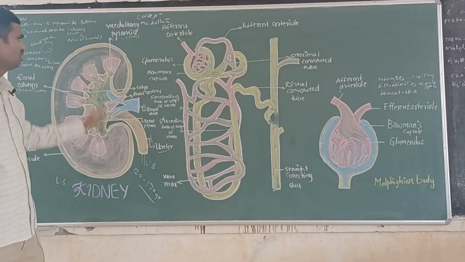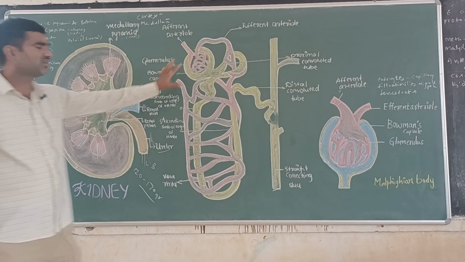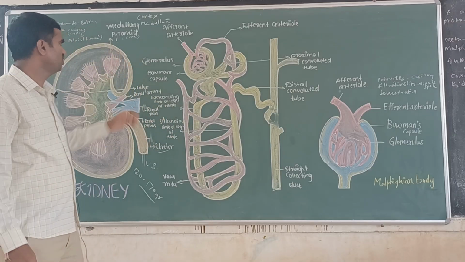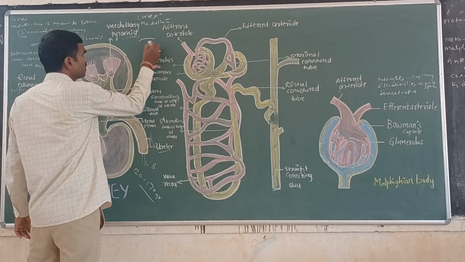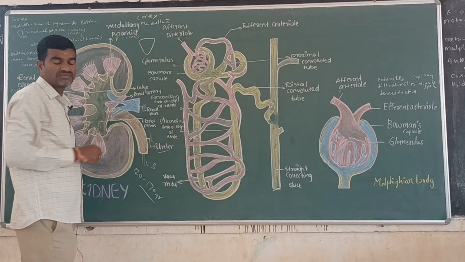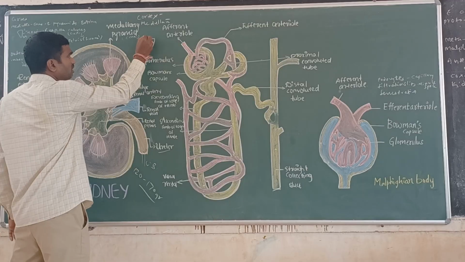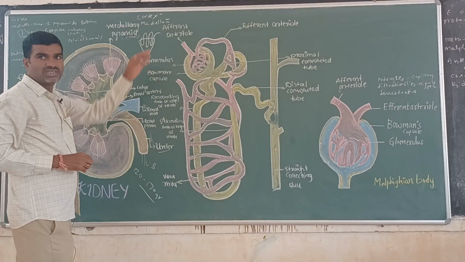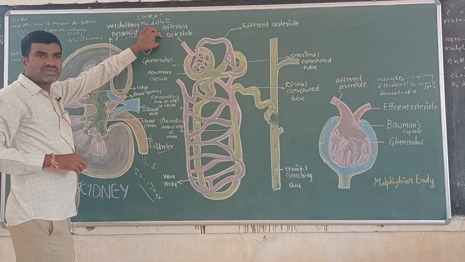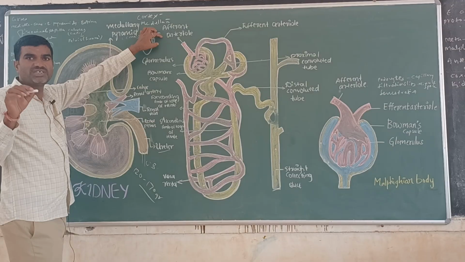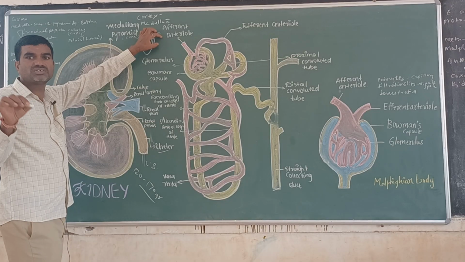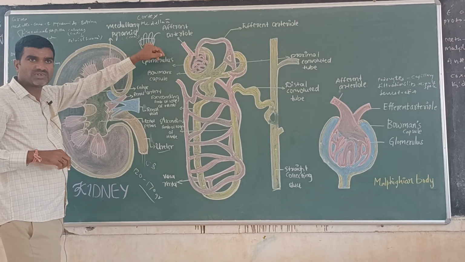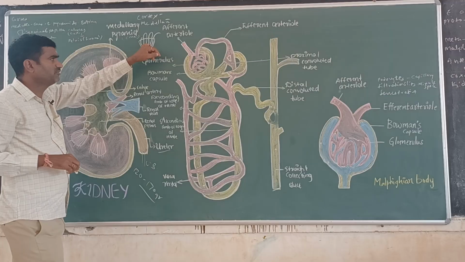If you see the nephron, this is called a nephron. Each kidney has 1 million nephrons. How are the nephrons formed? This is the kidney, the renal pyramid. In this renal pyramid, the nephron is forming. What is the main function of the nephron? It filters water molecules. So 1 million nephrons are forming. This is the nephron.